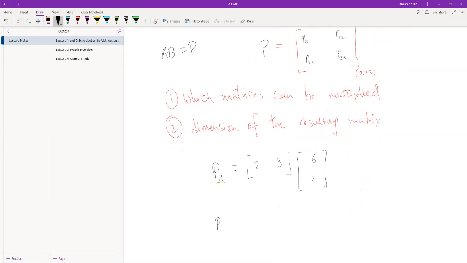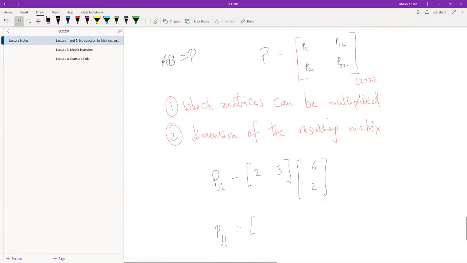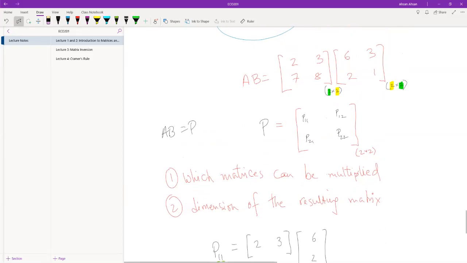Now let's come to P12. 1, 2. What does 1, 2 mean? First row, second column. That means first row of the first matrix, 2, 3, multiplied by second column of the second matrix, that is 3, 1.